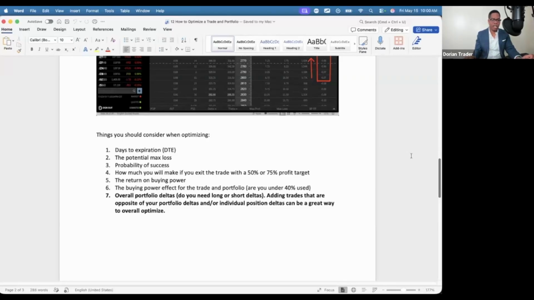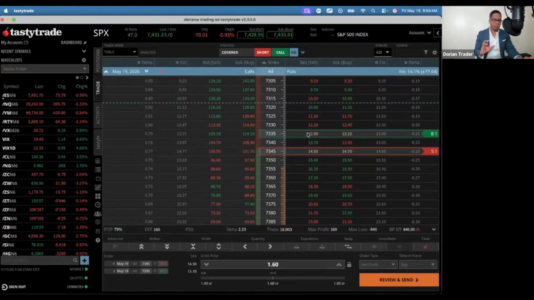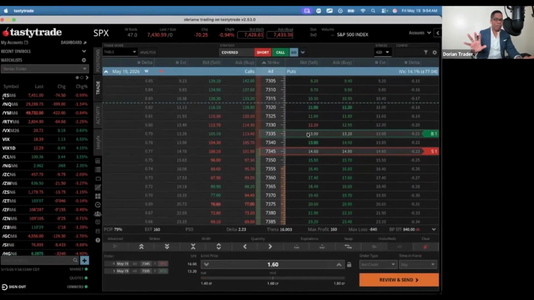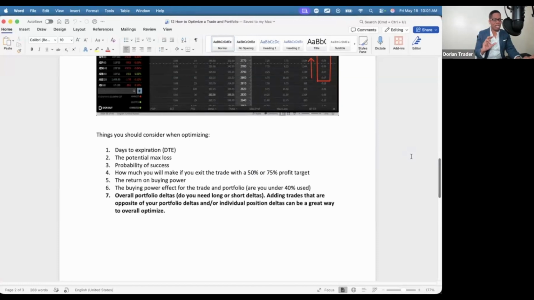Another thing you want to consider is return on buying power. How much are you going to make on the trade percentage wise? Now, buying power is important. You might be able to do a trade that's using $10,000 in buying power, or you might be able to do a trade that's very similar that's using only $5,000 in buying power. So most likely you could have a better return on capital just using that $5,000 perhaps. But you have to do the math.